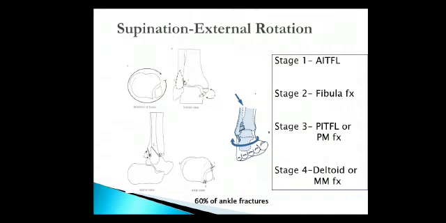So supination external rotation: in stage 1, the tight side of the ankle is the lateral side, where the anterior talofibular ligament is torn first. Then in stage 2, if you continue in this direction of supination and external rotation, a fibula fracture happens. Then further, if it continues, the posterior inferior talofibular ligament is injured, or the posterior malleolus is fractured, and stage 4 is the deltoid ligament injury, or the medial malleolus is fractured.